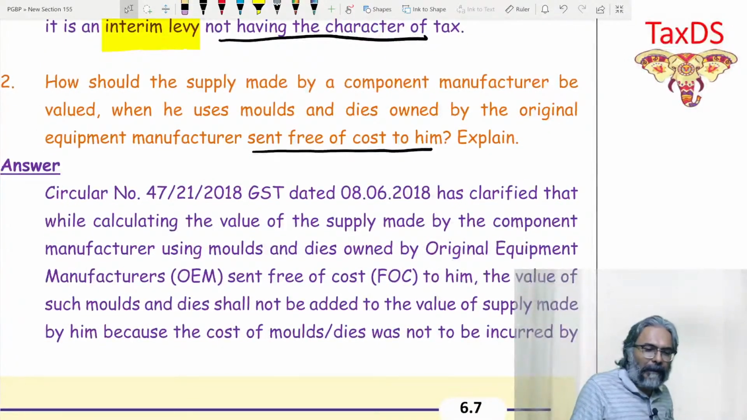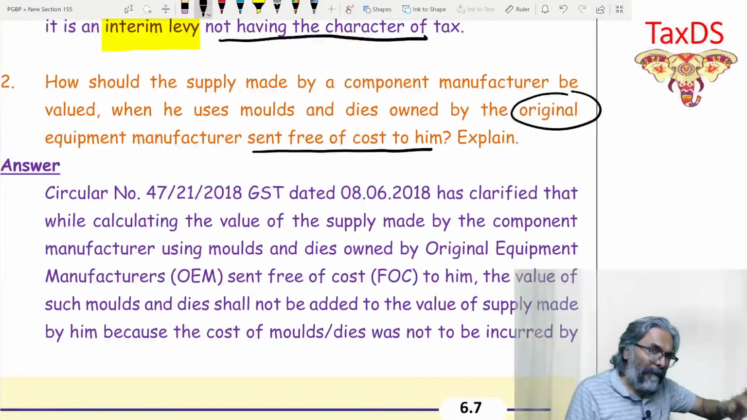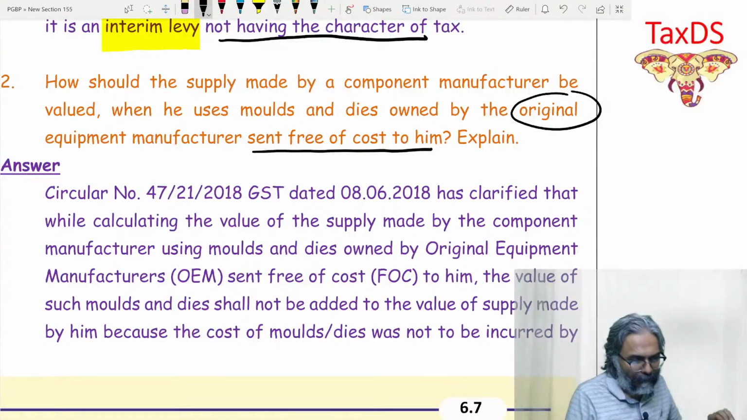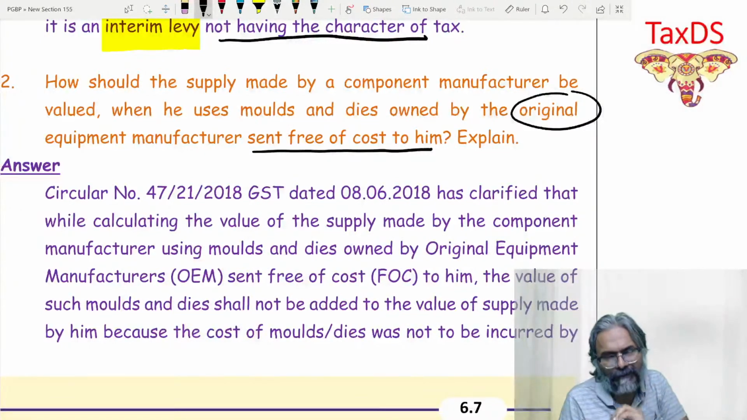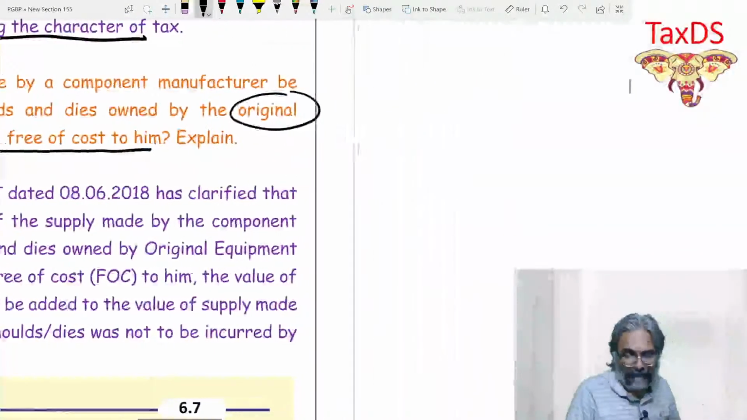So, how should the supply be made by the component manufacturer? Who is the supplier? The component manufacturer. Who is the recipient? The recipient is the original equipment manufacturer. And the original equipment manufacturer is sending the molds and dies to the supplier. How do we do the valuation?